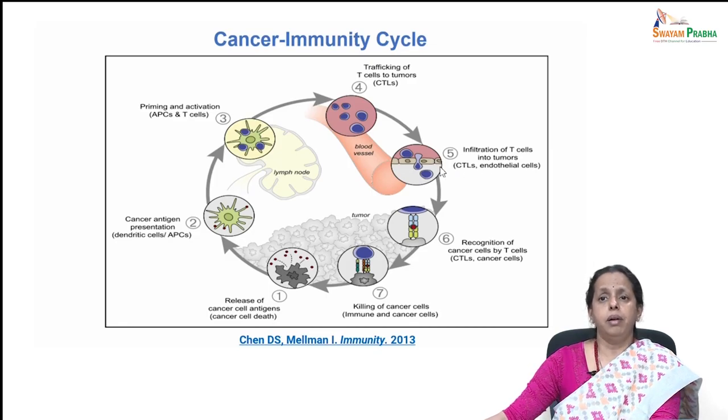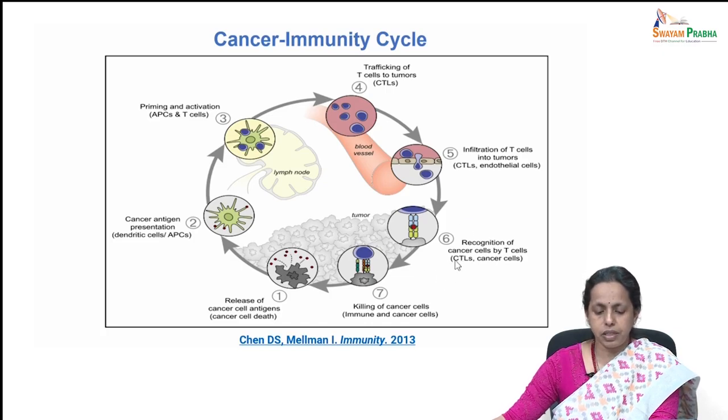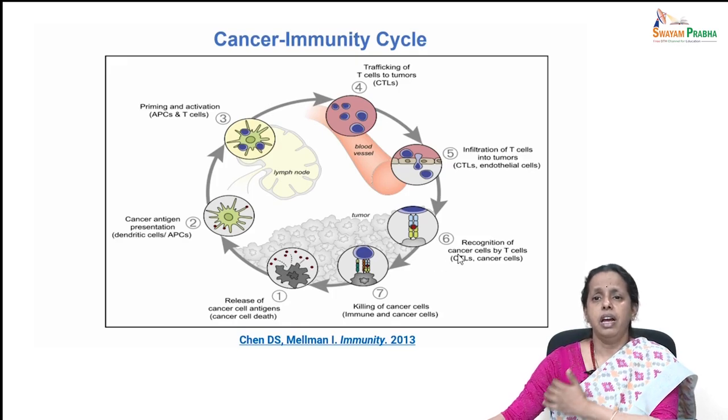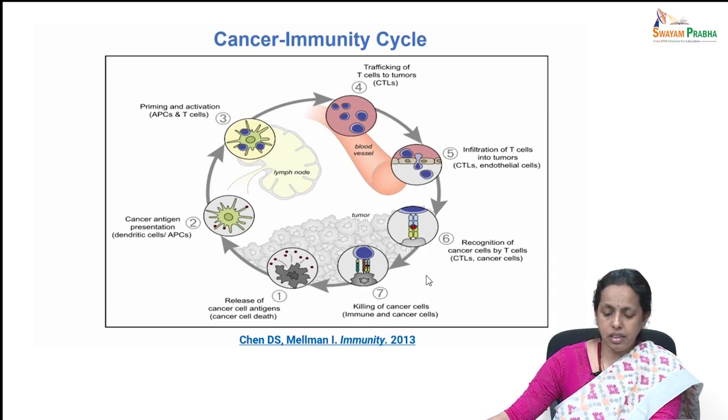They bind to the cancer cells through the interaction between your T cell receptor and the antigen bound to MHC class 1. You have the MHC class 1 presenting antigens on your cancer cells, and these activated T cells will kill the cancer cells. The T cells eliminate cancer through a series of cell death events that lead to cancer death.